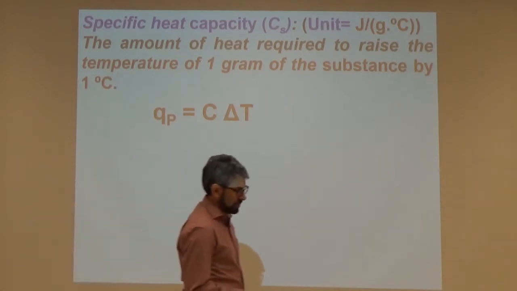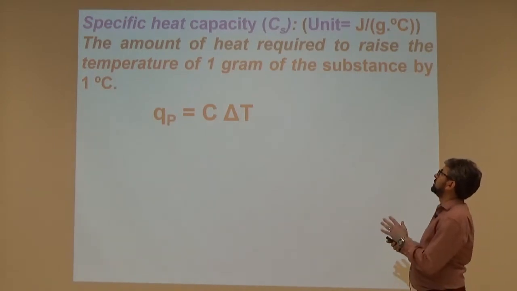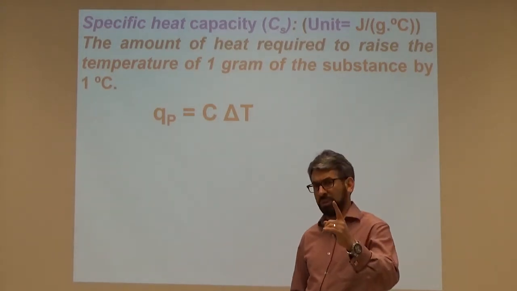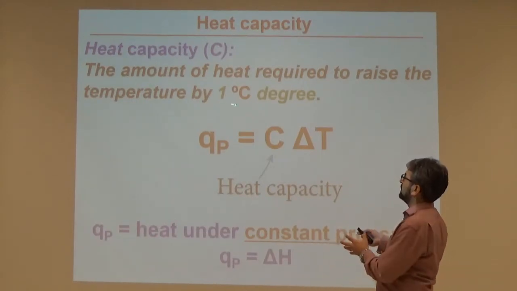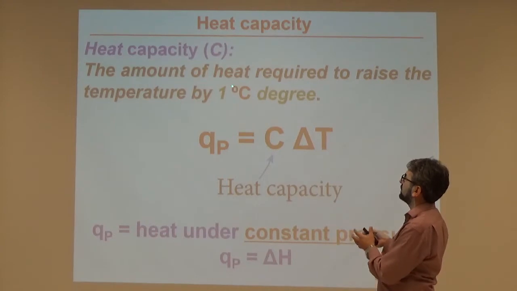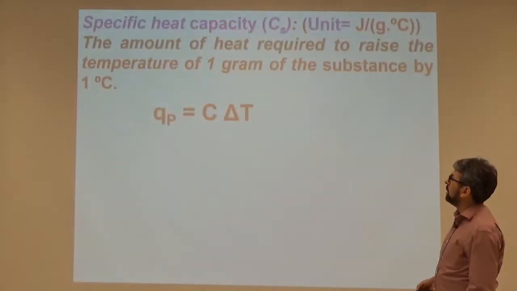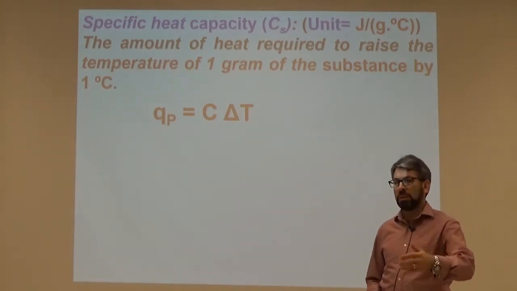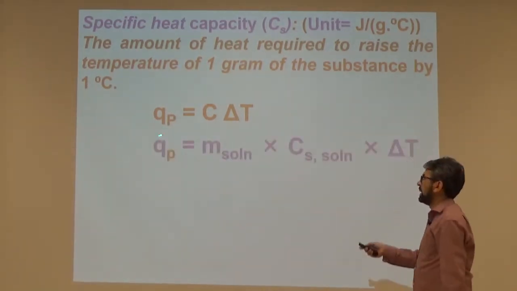Specific heat capacity. What's the difference between specific heat capacity and heat capacity? Specific heat capacity is the heat that you need to apply to change the temperature of 1 gram by 1 degree. Heat capacity is the amount of heat that we need to apply to change the temperature of the system by 1 degree, but it doesn't say anything about the mass of that system. Specific heat capacity is for 1 gram of that system by 1 degree.